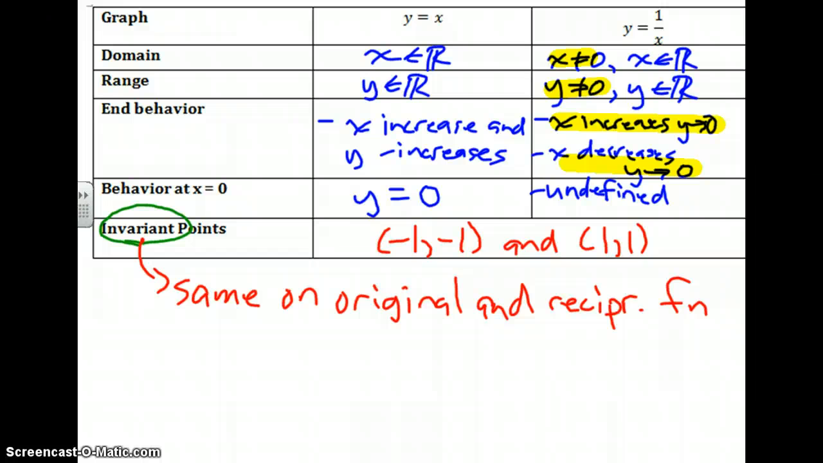Okay, so that is a bit of an intro into reciprocal functions, and now we can take those ideas and apply them to other graphs, and we maybe won't have to look at them quite as closely as we did for that one.